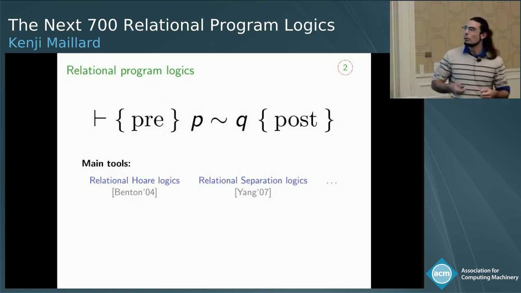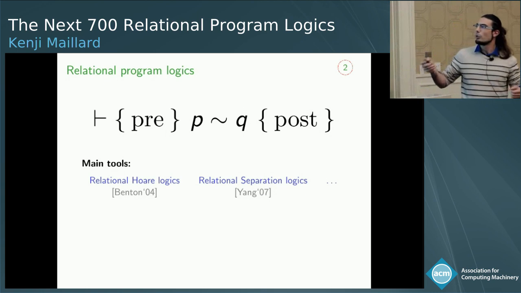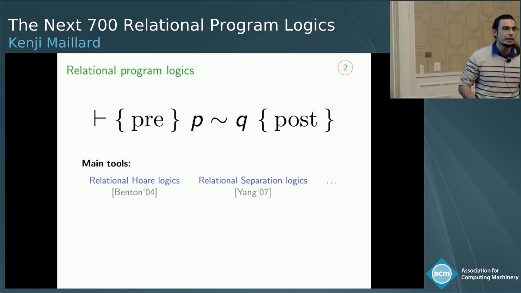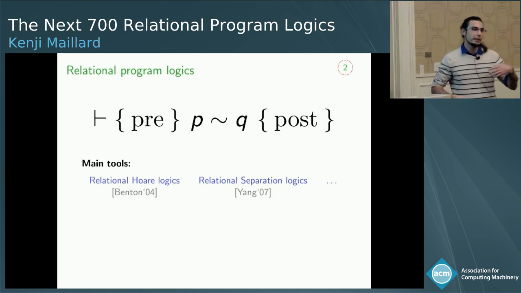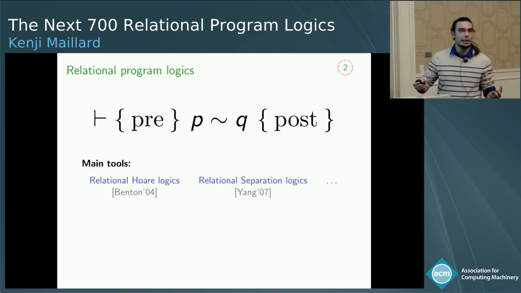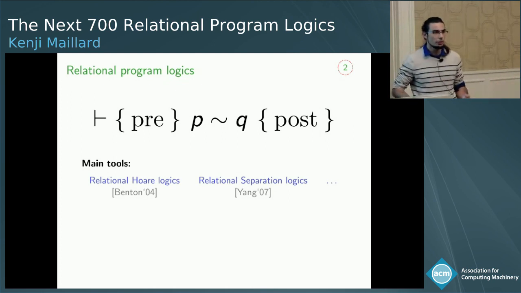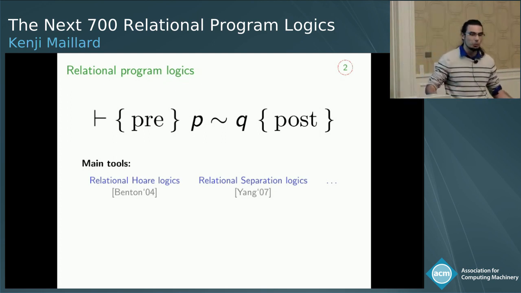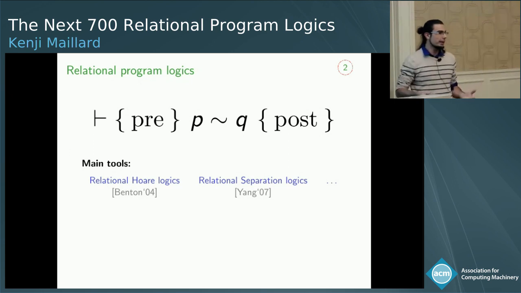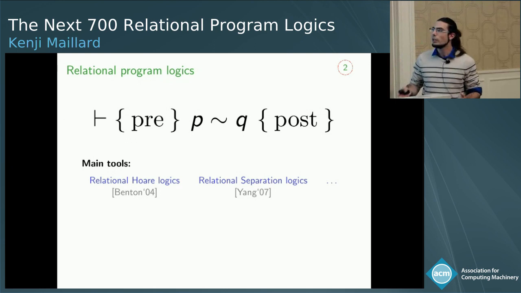In relational Hoare logics, we have two programs, P and Q, and we assert a relational specification by providing a precondition that must hold of the initial states of the two programs. So it's a relation between the initial states of the two programs, and a post relation that must hold of the final states of the two programs and potentially of their final values.